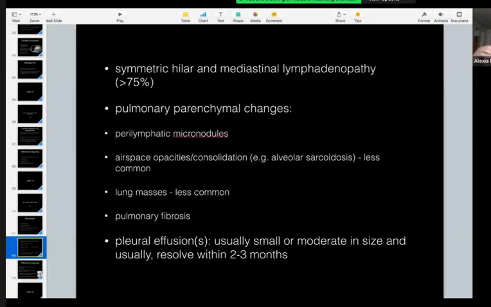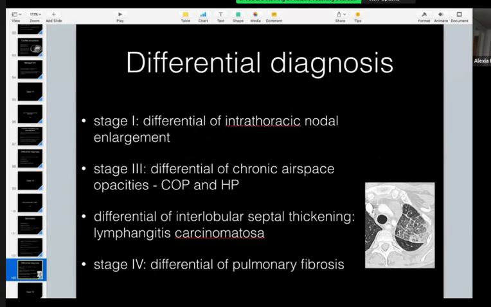End-stage sarcoidosis, stage 4, would lead to pulmonary fibrosis. And sometimes you can get pleural effusions as well, usually small or moderate in size, and they usually resolve within a couple of months. The differential diagnosis in sarcoid depends on the stage.